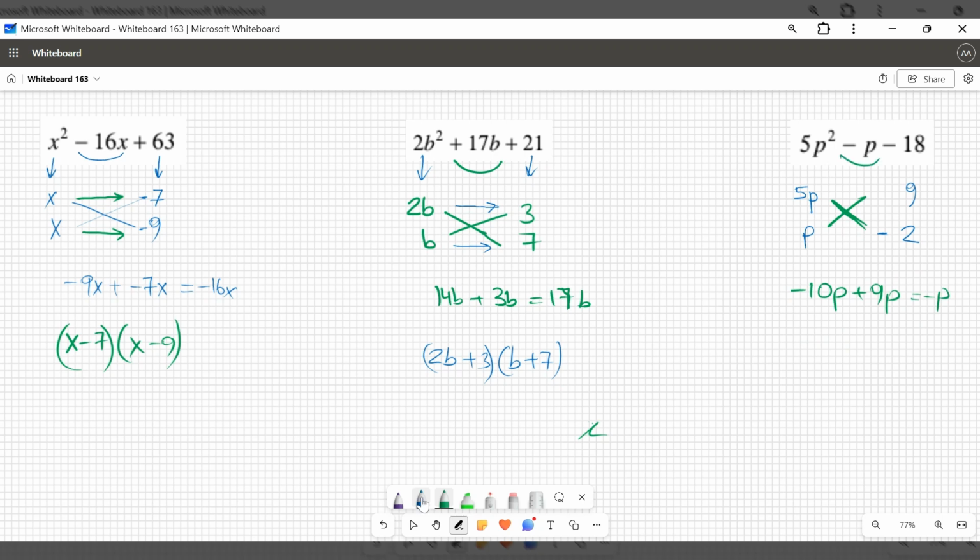Now what we're doing again, side by side adding. So 5p plus 9, p minus 2. Okay, so you can distribute and you can see that it is adding up to this. Now again, don't forget cross multiplication is for testing, but you need to add them side by side. If your testing is successful and gives you the middle term, you need to add them side by side.